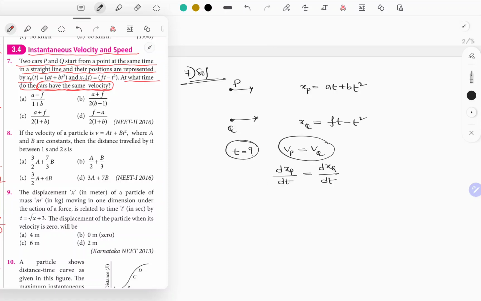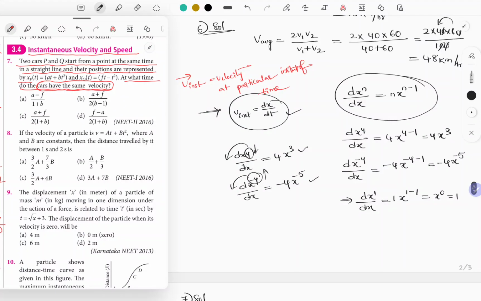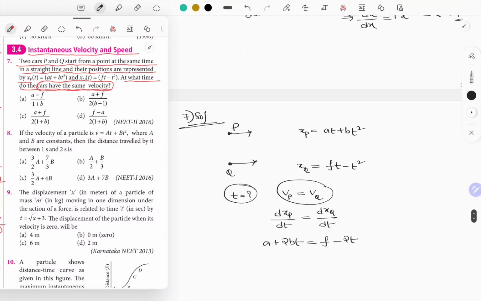Okay, so differentiate xp with respect to time, what are you going to get? Differentiation of a t is going to be a, and b t square is going to be 2bt. I've already explained how to differentiate. So a plus 2bt is equal to, next, f minus t square differentiation, which is f minus 2t. Okay, you just go through this. If power 4 is there, the power 4 comes as a multiplier and the power decreases by 1. If the power is negative, then the power increases, to minus 5. If the power is 1, then it is going to be 1 as the answer. That's what I have followed.